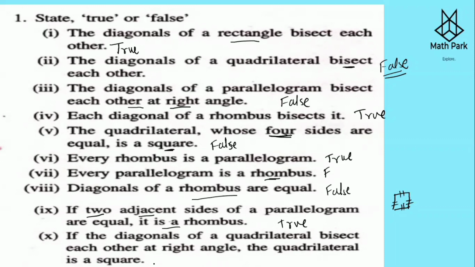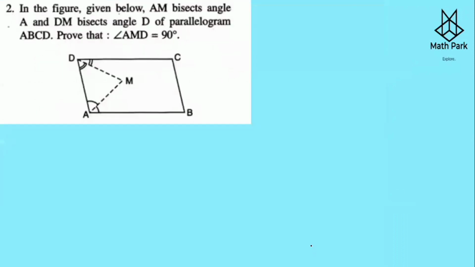If the diagonals of a quadrilateral bisect each other at right angle, the quadrilateral is a square. Now, this statement is again false. Why? Because if the diagonals of a quadrilateral bisect each other at a right angle, it could also be a rhombus. So there are two quadrilaterals where diagonals bisect each other at right angles, that is a square and a rhombus.